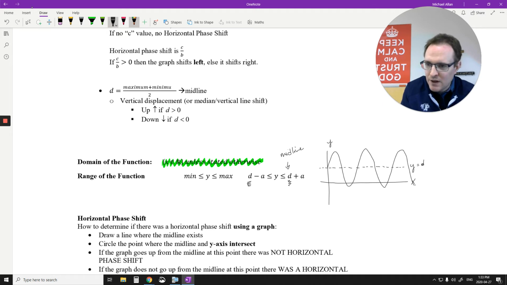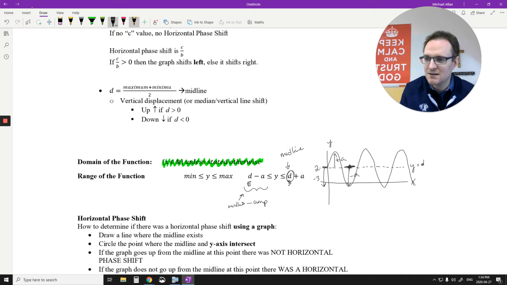So the minimum point of this graph is from the D value, and I'm going to subtract A. I'm going to go down A from whatever this value is. So that's what this min value is saying. It's going from the midline minus my amplitude. And the amplitude, remember, is always a positive number. So you just go to the amplitude; you take whatever number this happens to be. Let's say it's 3. Or add to go to the top, the maximum value.